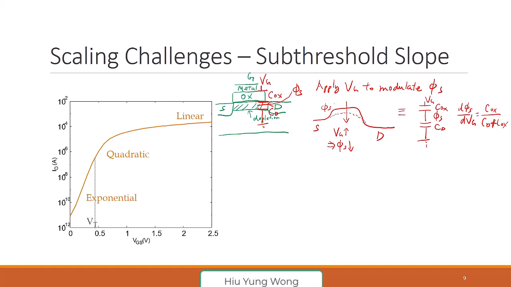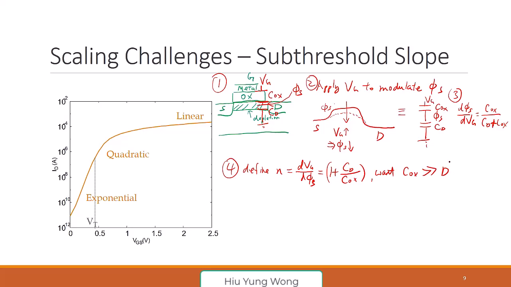Okay? So that's why, let me label it so you later know what I'm talking about. Right? So if we define something called N equals dVg over d phi S, then this is equal to 1 plus C depletion divided by C ox, right? We want C ox much larger than C depletion, correct? When C ox is much larger than C depletion, I get 1. That means I changed 10 millivolt at Vg, I got 10 millivolt change in phi S.